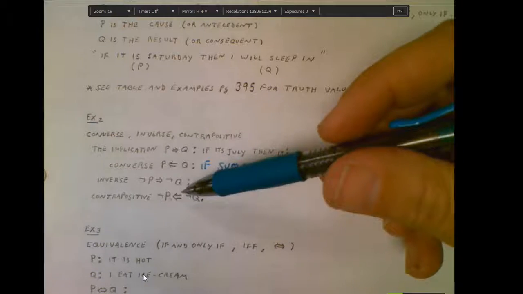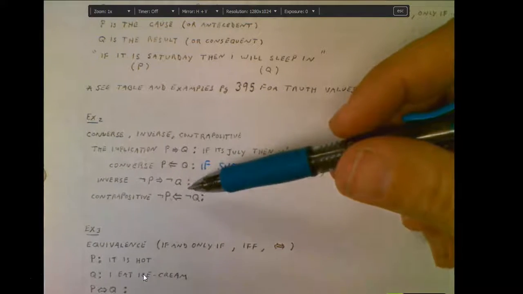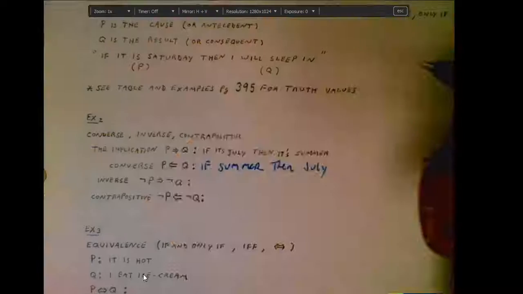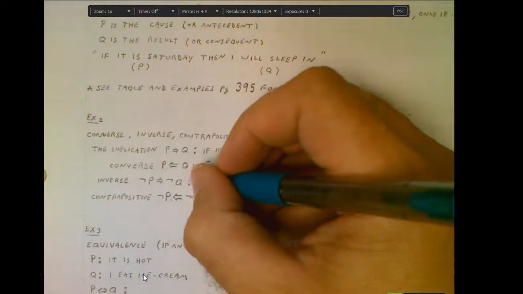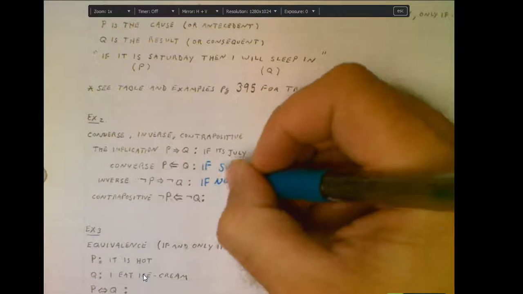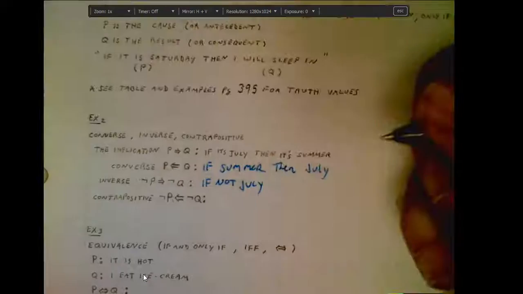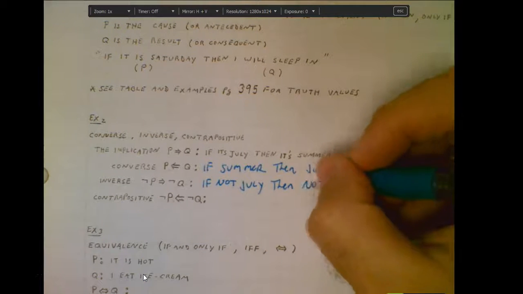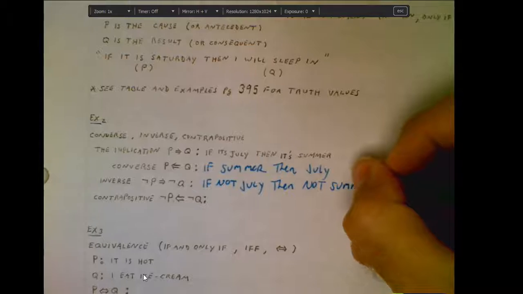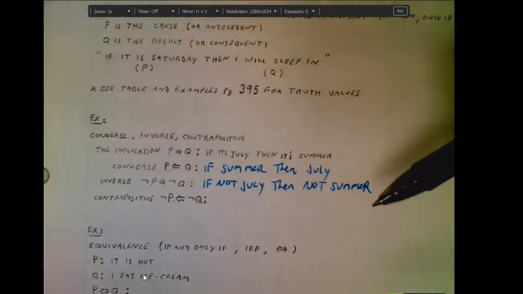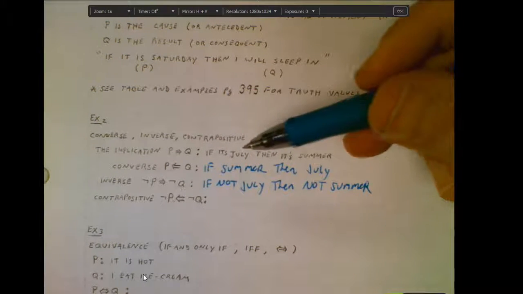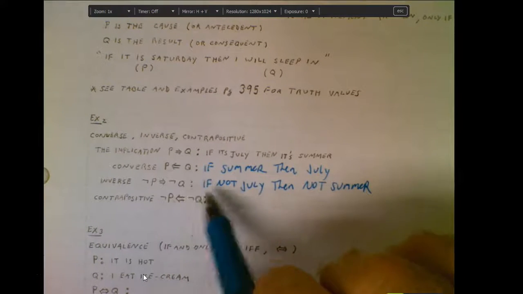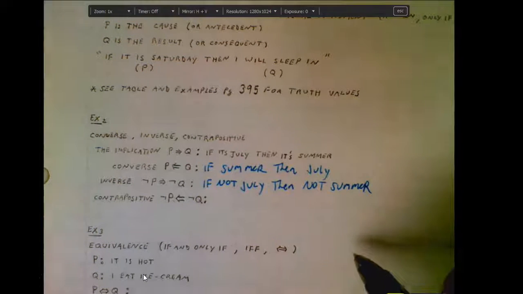For the inverse, an inverse is when you throw in the word not. So if it is not July, so that's the not symbol that we see right there. So if it's not July, then it's not summer. And so that's what we see right there for the inverse, just throwing in the word not into the original statement that you see here. And again, be familiar with the notation as well as the words that we would throw in.